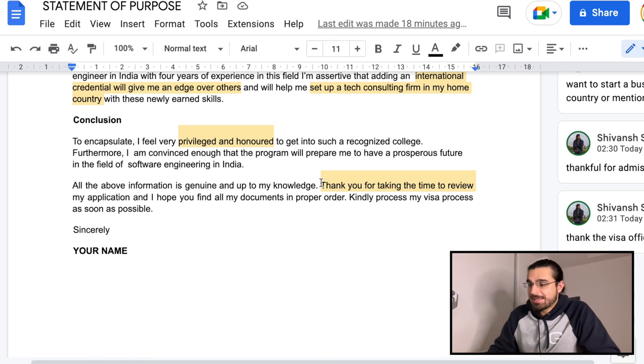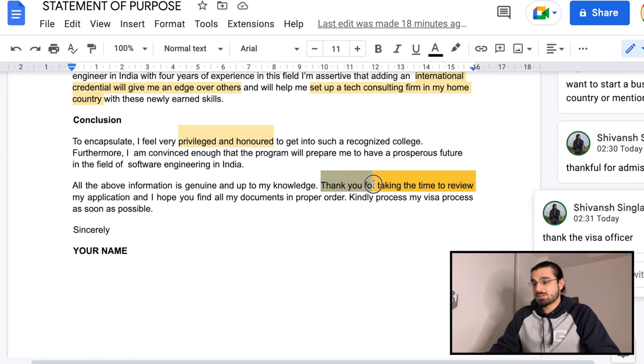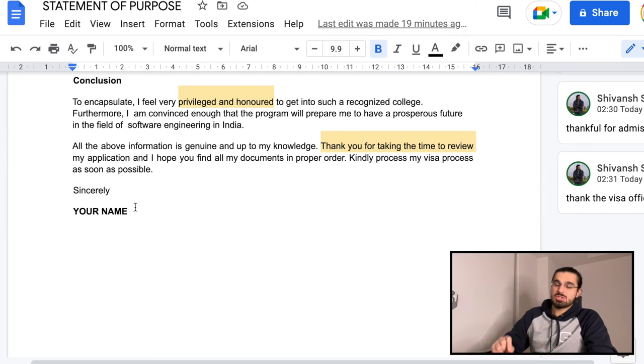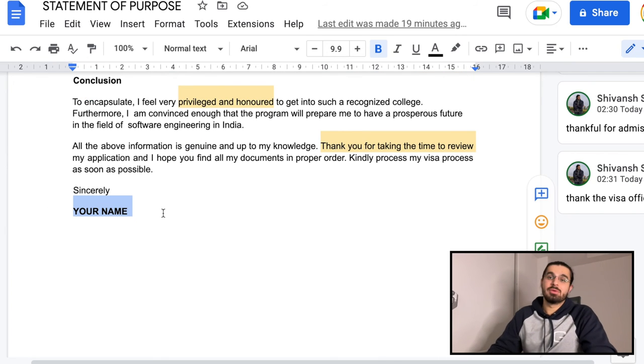And in the final lines, make sure to thank the visa officer for their time, because they are taking out time to review your application and making sure that all your documents are in proper order. And finally, you just end your SOP by signing off with your name.